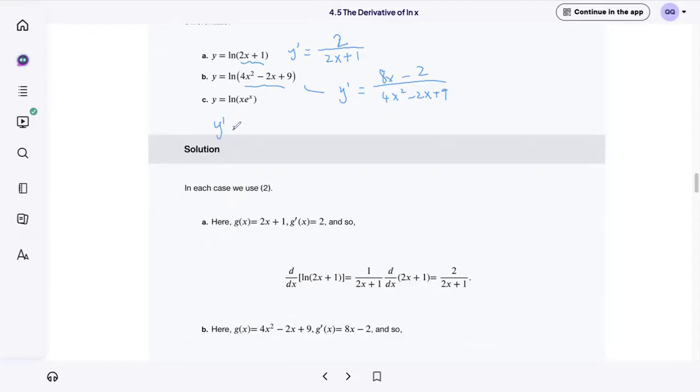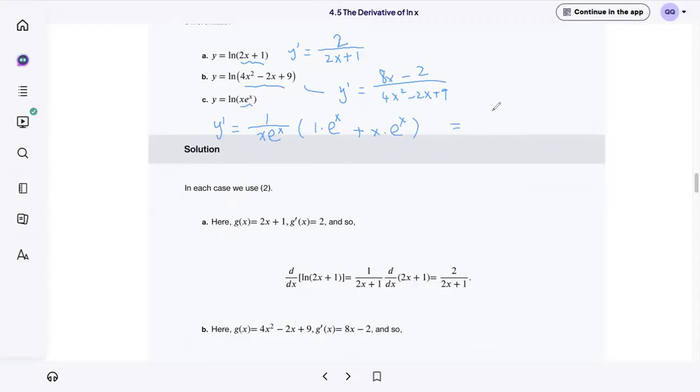Well, C is a little bit complicated. First layer, we have 1 over x times e raised to x. Now we have to multiply by the derivative using the product rule, because we see this is a product of two functions. So the derivative of x is 1, so I have 1 times e raised to x. Then x times the derivative of e to the x, which is still itself, e to the x.